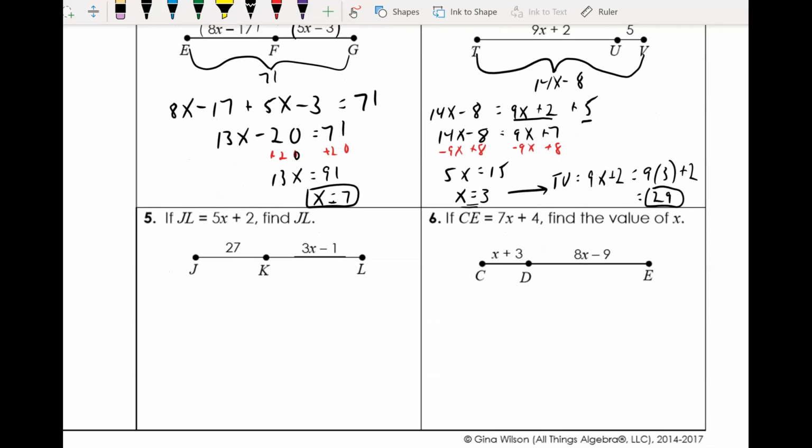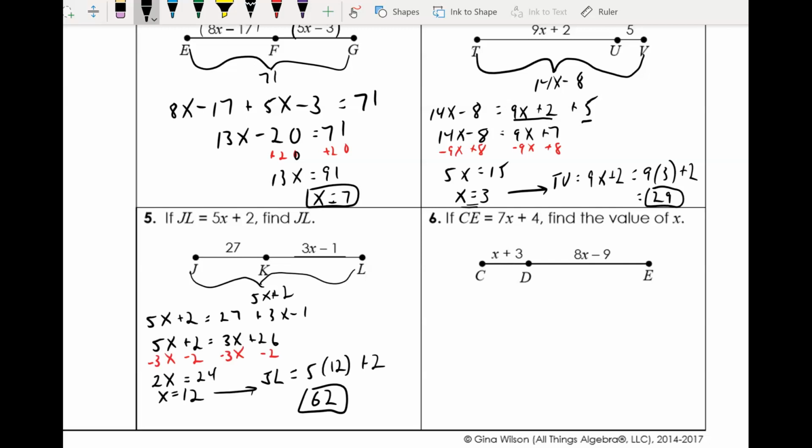Okay, why don't we try these two examples? I'm going to again have you pause the video. We'll do number 5. We'll come back, check that. If that works out well, we'll try number 6. Okay, let's pause the video and try number 5.